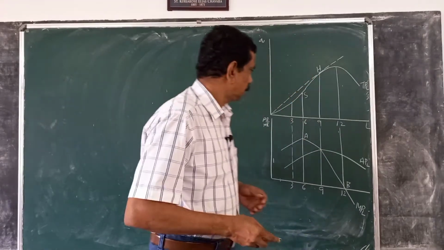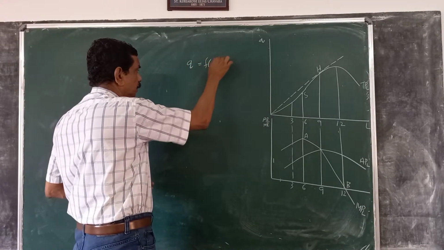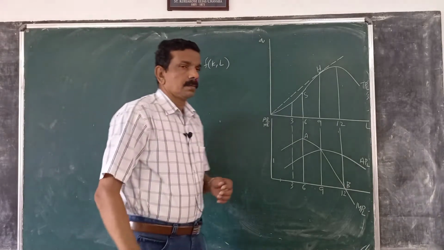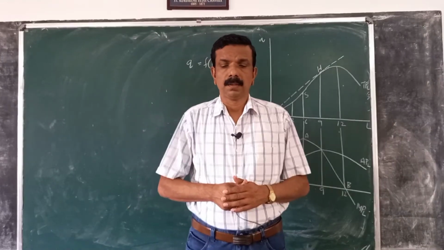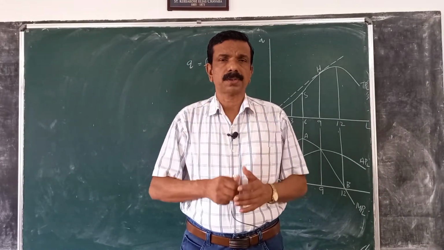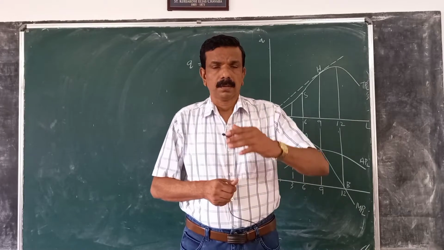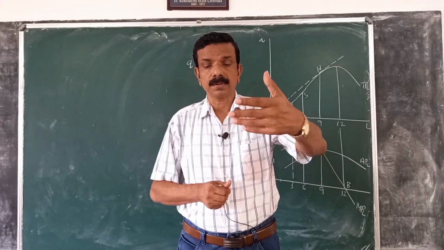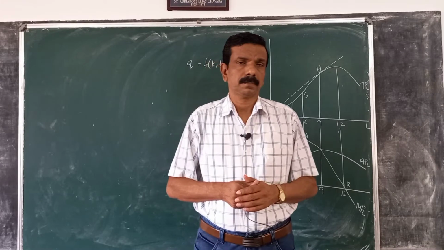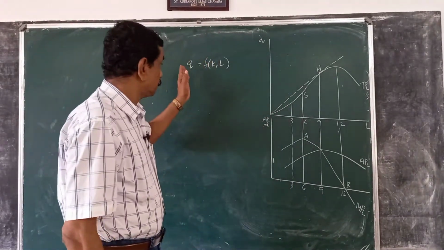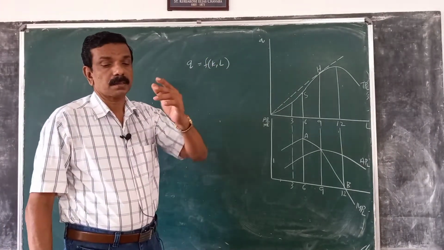As stated in the earlier class, we use the production function Q as a function of K and L. This production function shows the maximum amount of output Q that can be produced using alternative combinations of capital and labor.